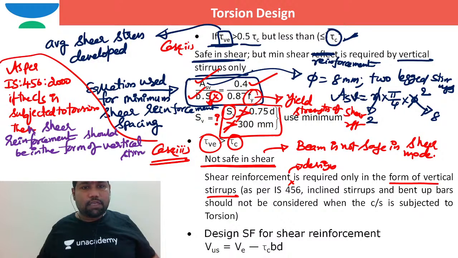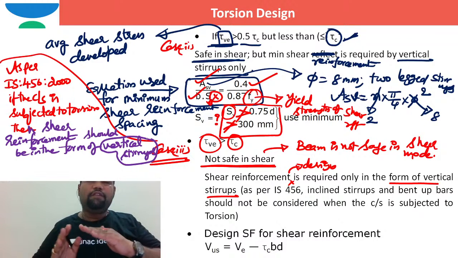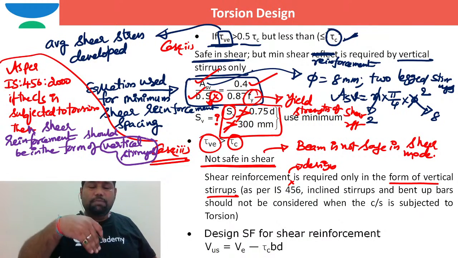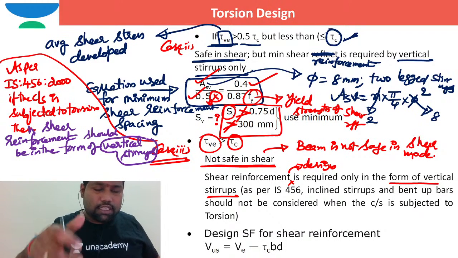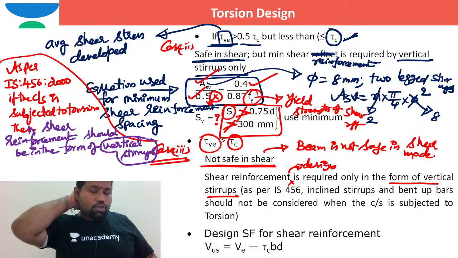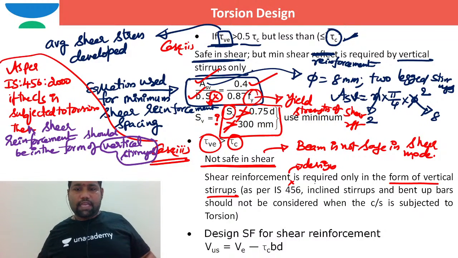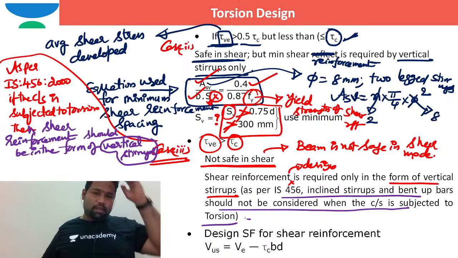Because these vertical stirrups are more stable in formwork than inclined stirrups. Inclined stirrups are good in resisting shear, but the major problem with inclined stirrups is that they are not stable in formwork. Those inclined stirrups may come to vertical, or they may bend, or they may tilt also. So that's the reason why, especially when torsion is dominant, the code says you design the shear reinforcement only in the form of vertical stirrups. As per IS 456, inclined stirrups and bent-up bars should not be considered when the cross section is subjected to torsion. The same reason, right?